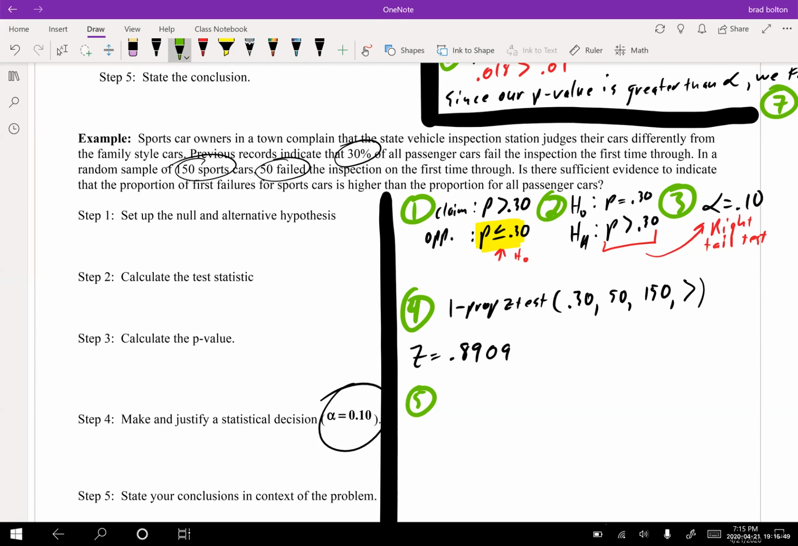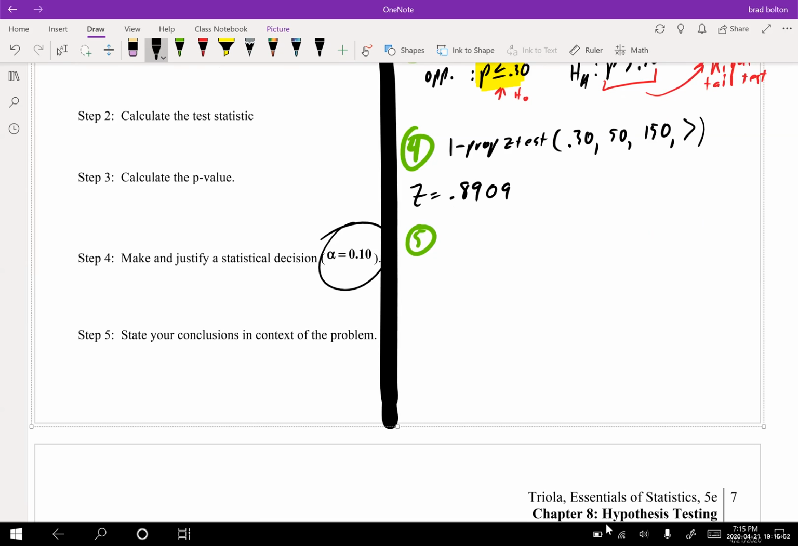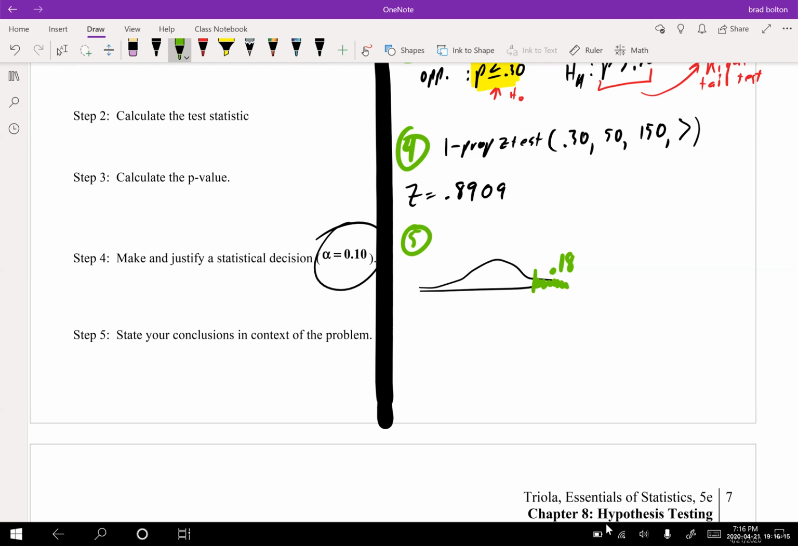So step 5. Step 5 says take our little drawing. And again, part of the reason you do the drawing is to remind yourself what you're finding here. So we come over here and we have a right tail test. We're going to shade this way and look on our calculator, and it says the p-value is 0.186. About 0.186499, but we'll go with 0.186. Again, I'm not going to double this because this is not a two-tailed test. This is exactly what we got. This is my p-value. Write it like this.